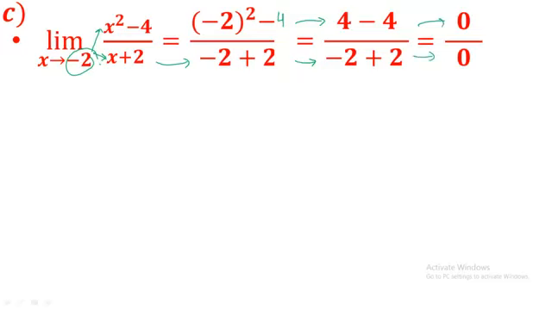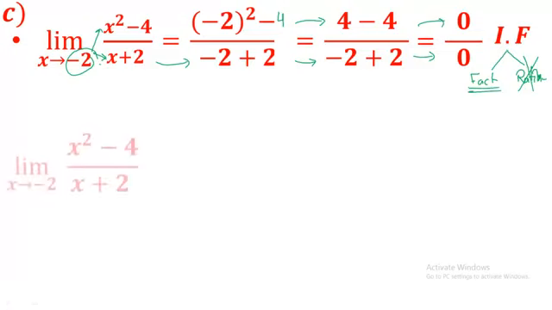What is this form? Is it accepted and we will stop here? Sure no, it is indeterminate form and we will use one of the methods, rationalize or factorize, to change it to determinate form. But here we don't have radical, so we will not use rationalize. Let's go to factorize. How to factorize this function?